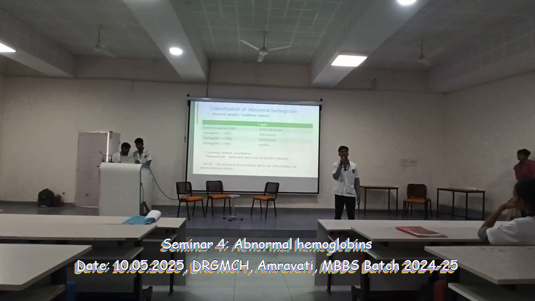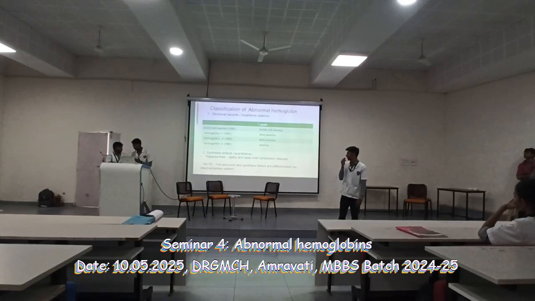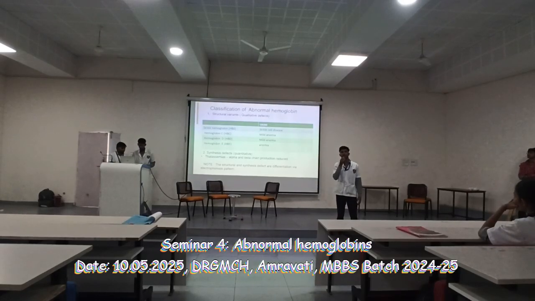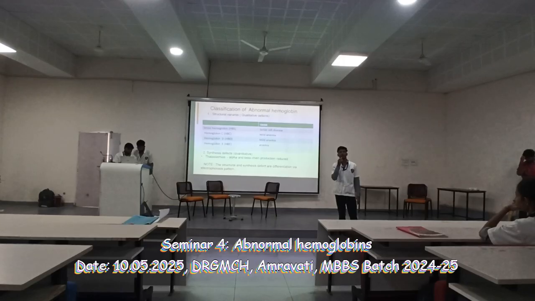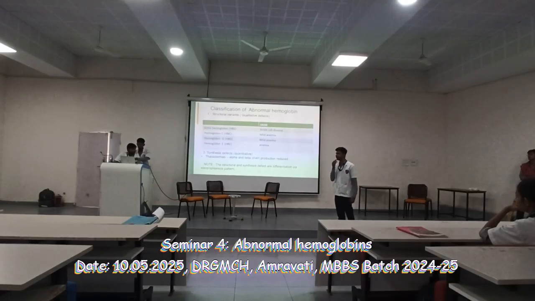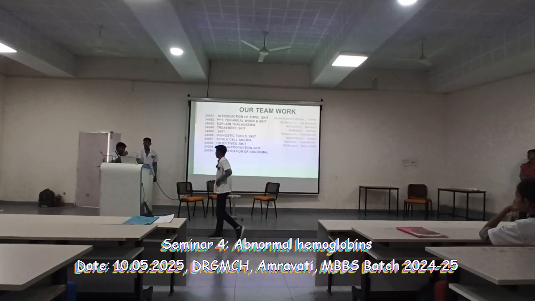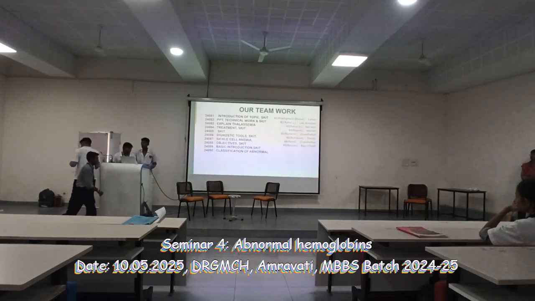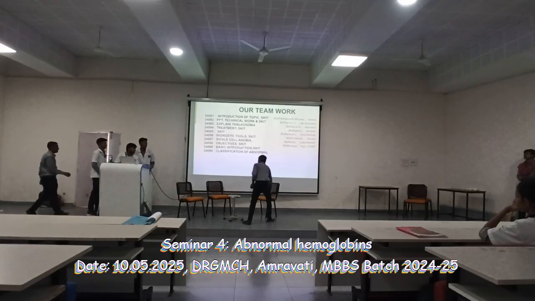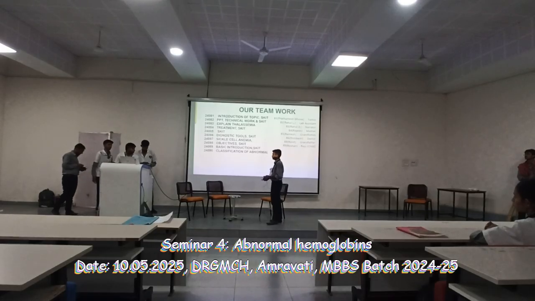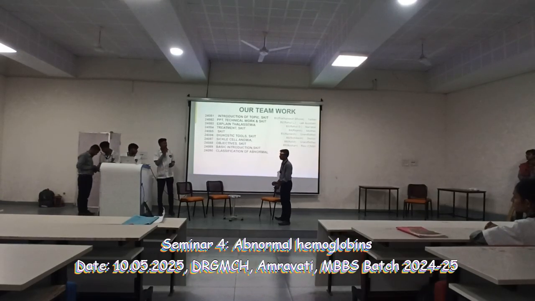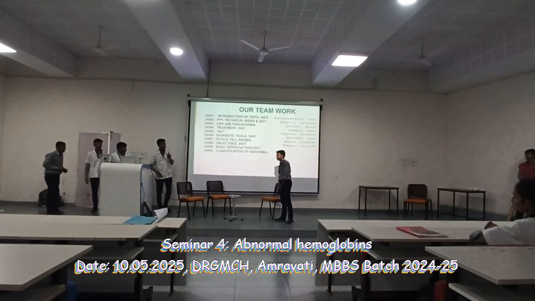Thalassemia results from reduced production of the alpha and beta chains of the globin portion of the hemoglobin. The point to be noted here is that this can be identified on the basis of the electrophoresis pattern. For better understanding, let's have a skit. Now we will present a small script to demonstrate abnormal hemoglobin.